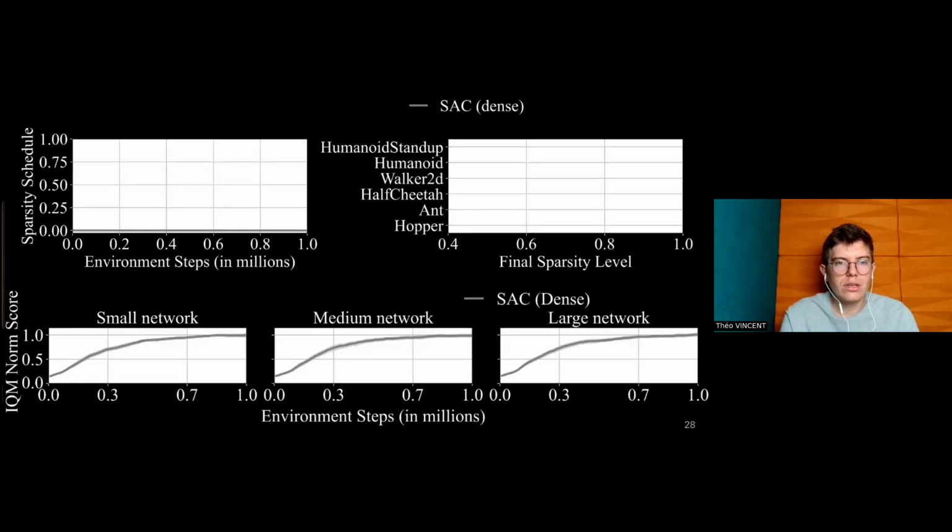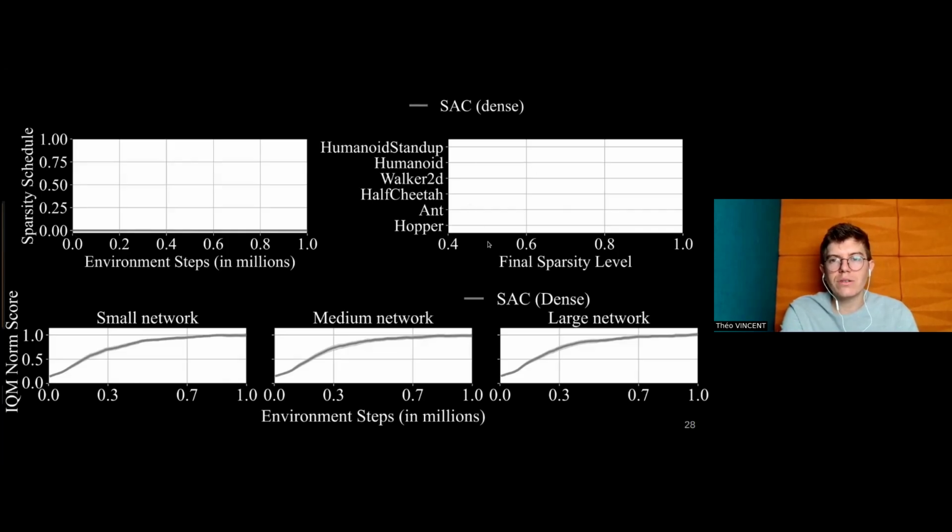Let's look at the results. We evaluated our approach on 3 different settings. So we took 6 different MuJoCo environments. We first evaluated a dense approach, soft actor critic, on a small network, a medium network, and a large network. And you see that the performances are always going up here with respect to the amount of environment interactions. And here you see the sparsity schedule, so it's always 0, which means that we remove nothing.